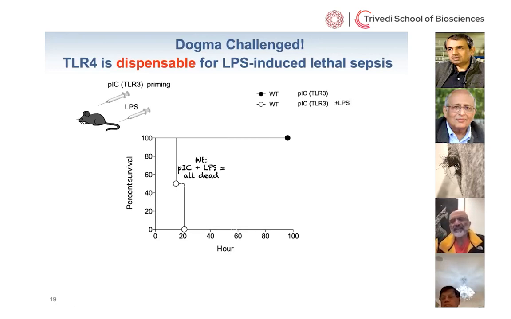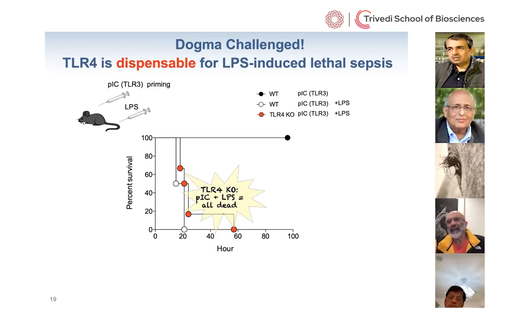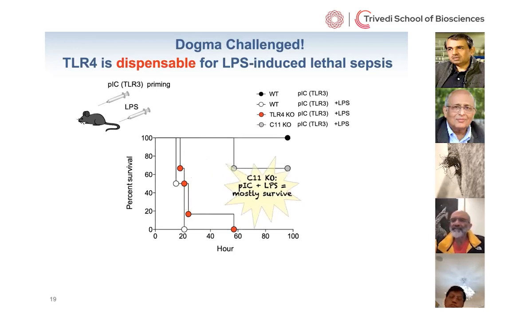And not surprisingly, they promptly died. But what was surprising was that if we took the TLR4 knockout mice, which had previously been resistant to LPS, and now primed them with poly-IC, and then gave LPS, kabang, they all died. And the caspase 11 null mice were largely resistant. Remember, caspase 11 is the one that engages the inflammasome and responds to LPS.